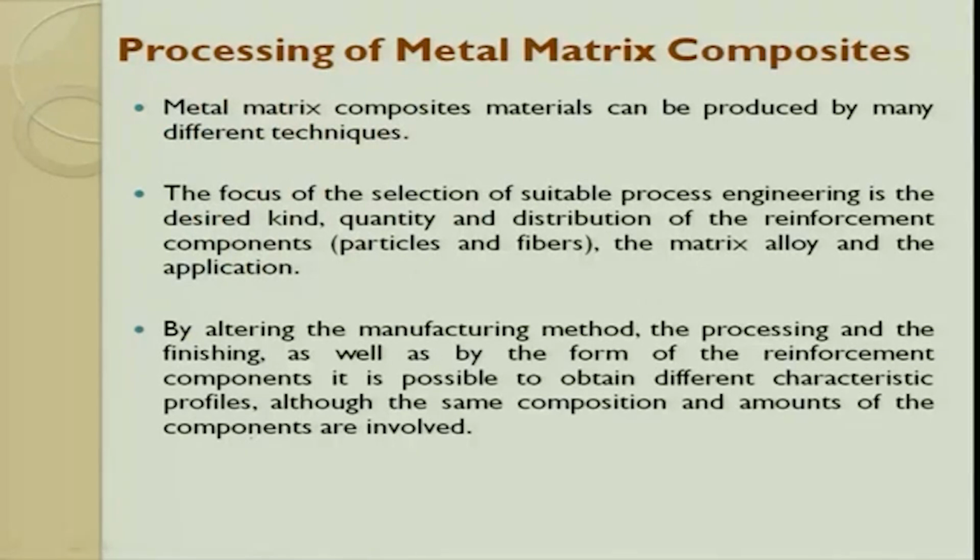Processing of metal matrix composite. In processing of metal matrix composite, you have many different techniques. A suitable process is engineered such that you have the desired kind, quantity and distribution of reinforcement components in terms of particles and fibers. By altering the manufacturing methods, the processing and the finishing, as well as the form of the reinforcement component, it is possible to obtain different characteristic profiles, although the same composition and amount of the components are involved. So by just playing with the process parameters, you can change the mechanical properties for your requirements.